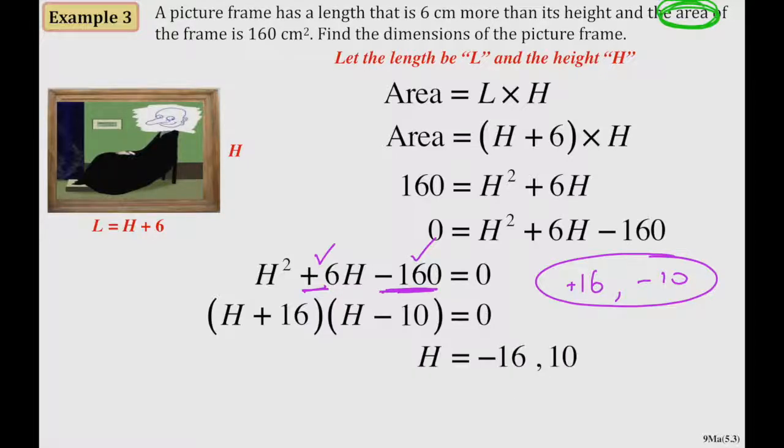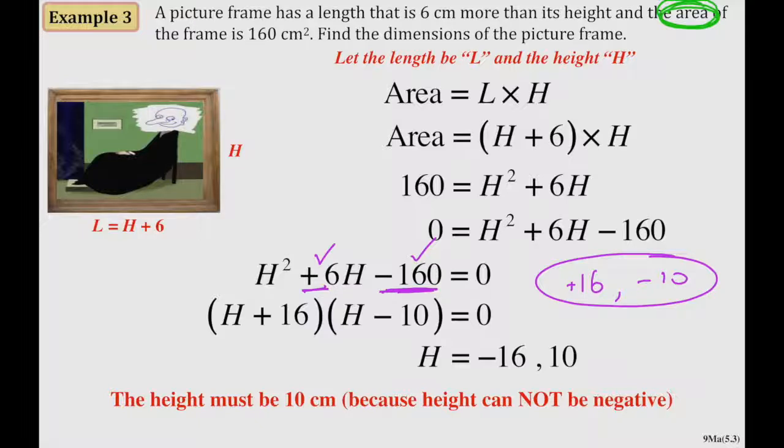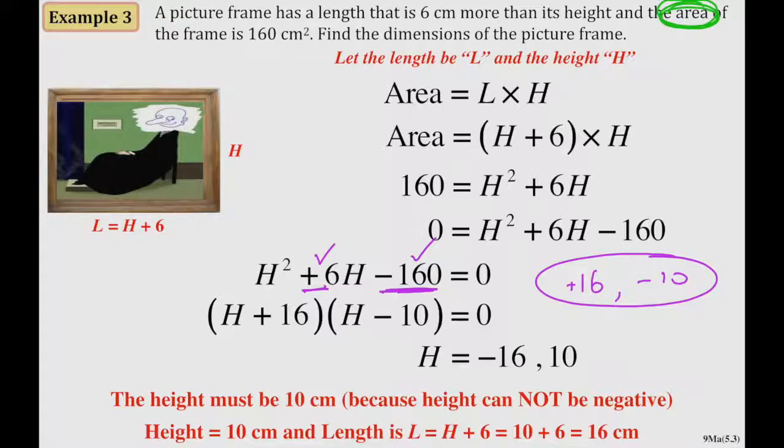Now what does h stand for? It stands for the height of the picture. Can you have a height of a picture that's negative 16 centimeters? No, you can't, so that answer's nonsense. The height of the picture must be 10 centimeters, so that's the height. Now it does say to find the dimensions. So if the height is 10 centimeters, what's the length? The length must be 10 centimeters plus 6, which is 16 centimeters. So we know the height is 10 and the length is 16.